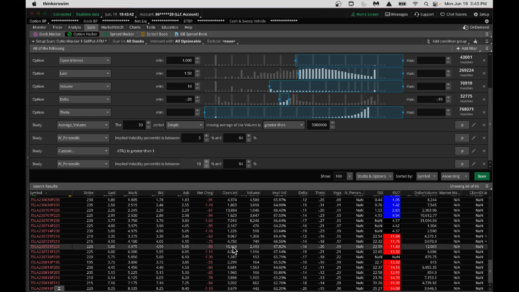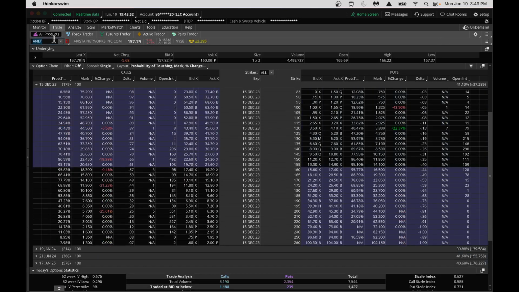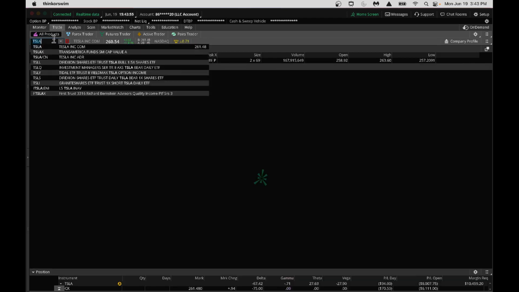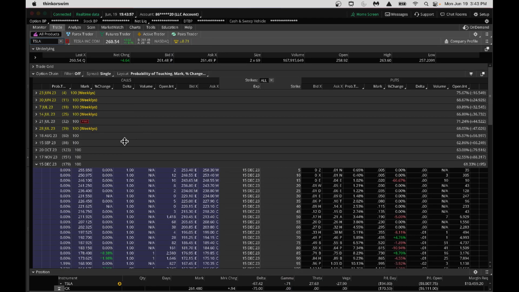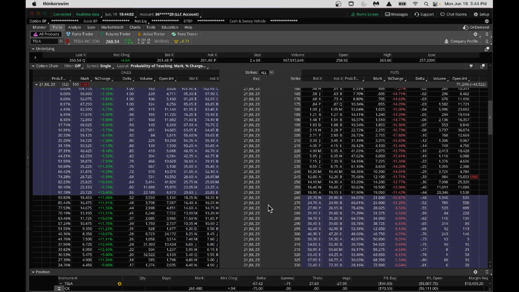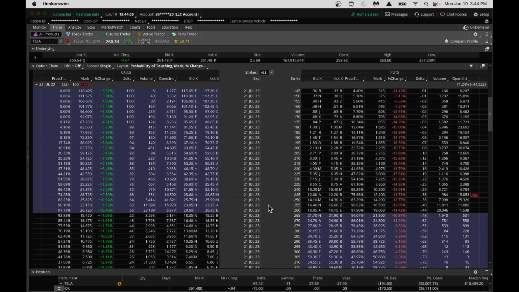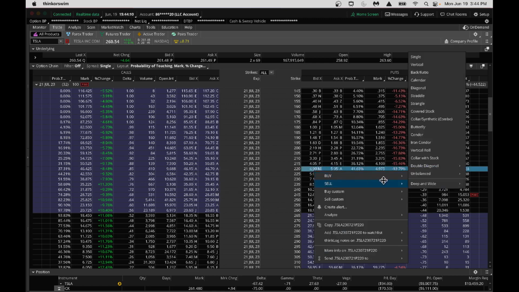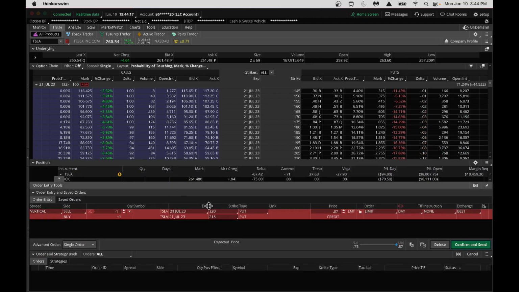Let's try to sell a put spread with this. Let's go in here to the trade tab. 220 is our short strike, so let's say Tesla, TSLA. All right, we've got Tesla here. We are looking at July 21st. 220 is our short strike, and we'll basically sell a bull put spread. Sell vertical. So look, 220 is our short strike.